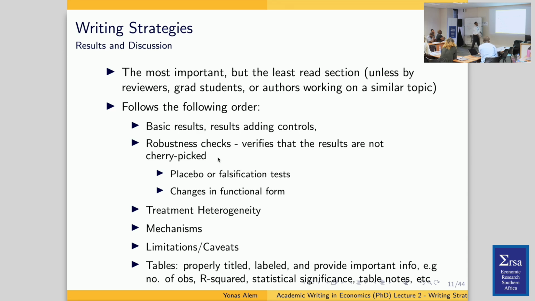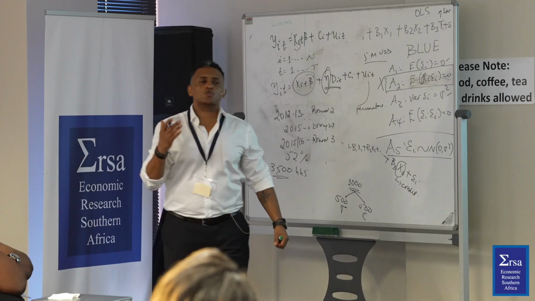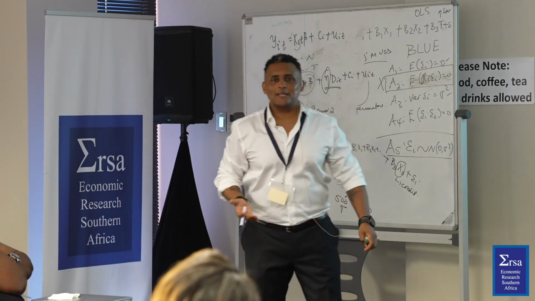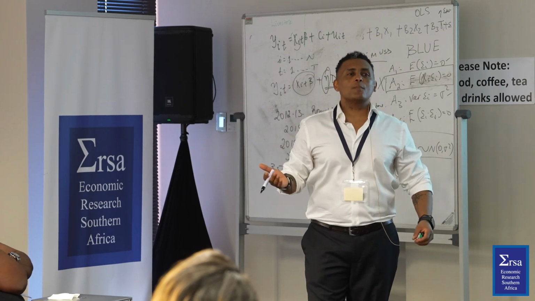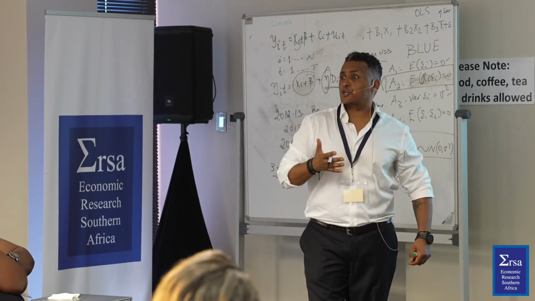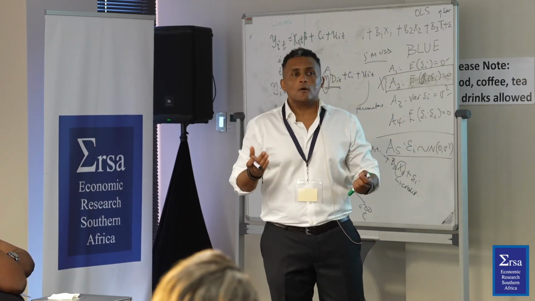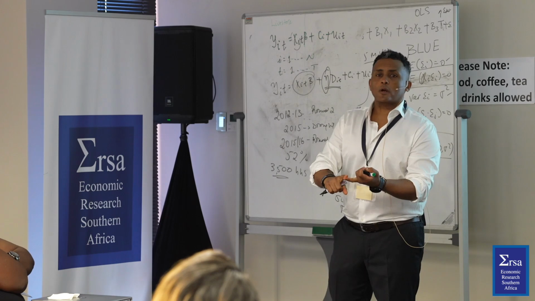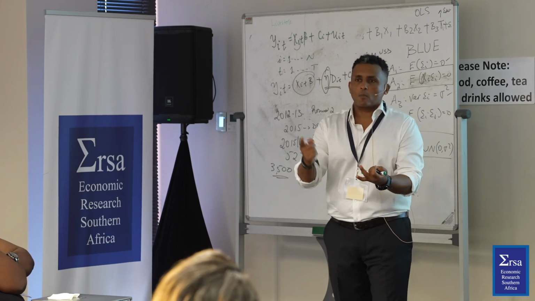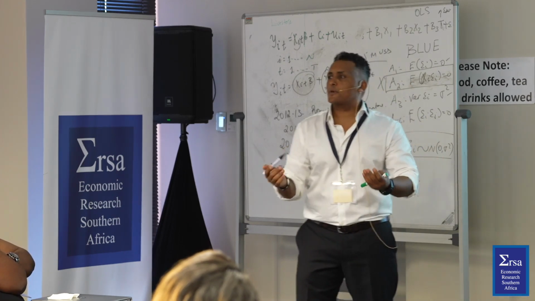Change in functional form. So when you use logs, do the results stand or do they change? Then treatment heterogeneity. This is another important analysis. That means how drought does not affect everyone equally. It affects, for example, women-headed households more harshly than male-headed households, because these women-headed households have poor networks, discrimination in labor market, credit market, etc.